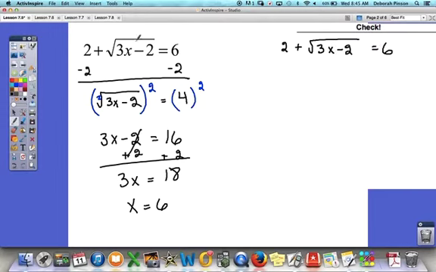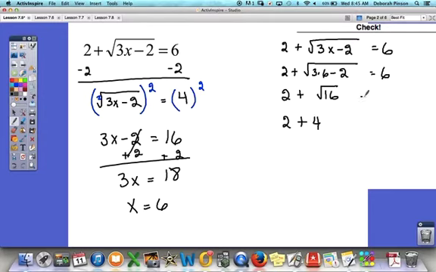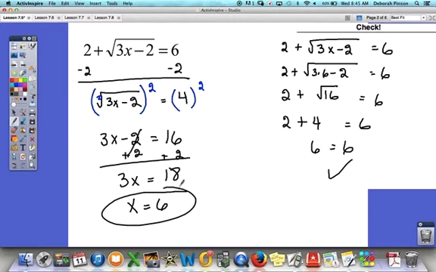All right, so here's my equation. I'm going to plug in my 6 and go through and see if this simplifies down. So I'll have 18 minus 2 is 16. And square root of 16 is 4. All right, so this looks good because 2 plus 4 is 6. So this is a good answer.